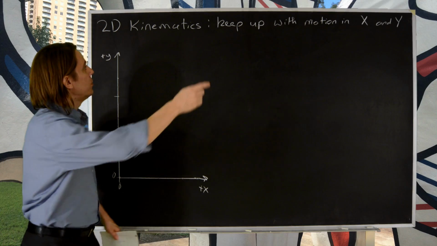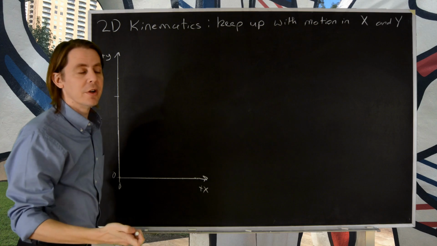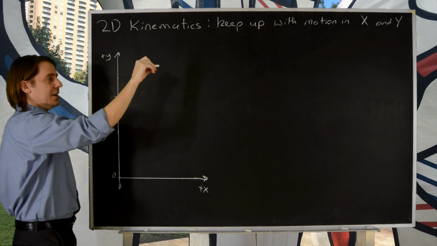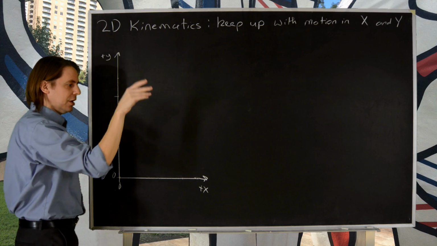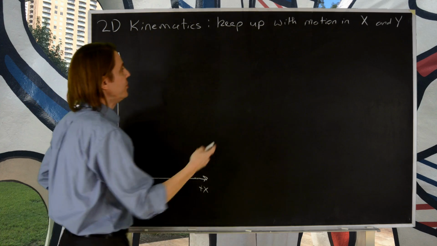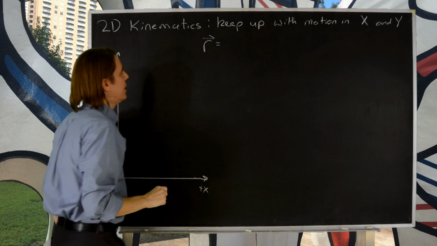2D kinematics is really about keeping up with motion in the x direction and the y direction. The most famous example is to take an object, put it at some height, give it some horizontal velocity, and just watch how it moves. And now mathematically describe how it moves. We do that with something we call the position vector r.